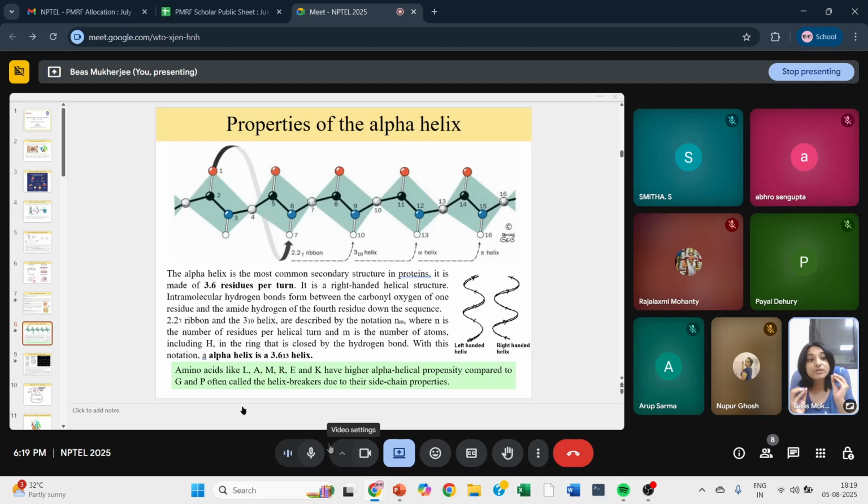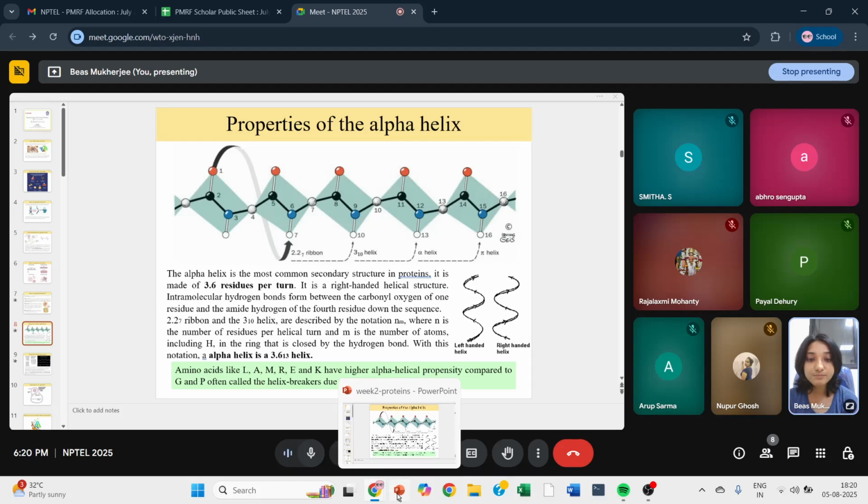So some of the residues are very good helix forming residues. For example, leucine, alanine, and then methionine. So it's mentioned here, right? Lysine. All of these have high alpha helical propensity. So they are very good helix formers. And how have people come across this? So this alpha helical propensity can be tested using CD spectroscopy, right? So they are compared to glycine and proline, which are often called helix breakers due to their side chain properties.